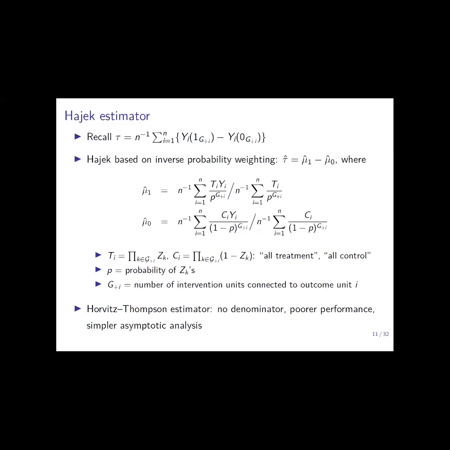Very simple estimator. You are interested in comparing all ones versus all zeros. Just give me all the units with all ones and all zeros. That's it. And because those units are not a simple random draw of the whole population, you need to do inverse probability weighting, because different units have different probability of receiving all ones and all zeros.